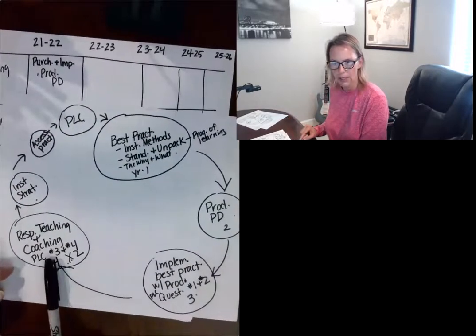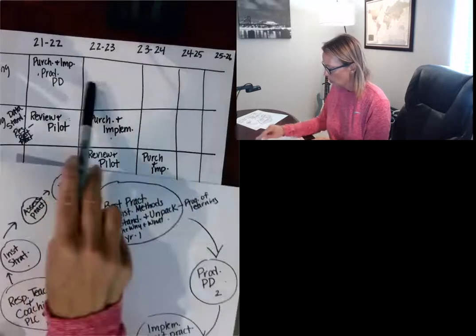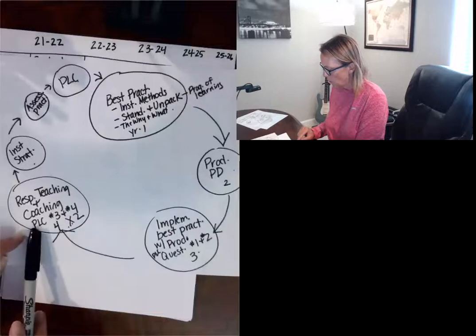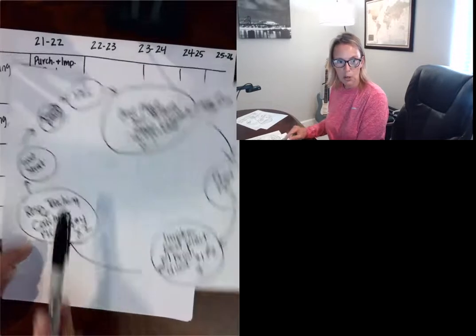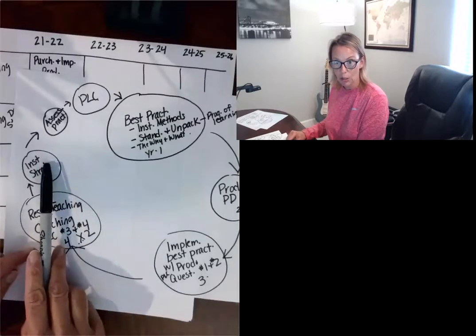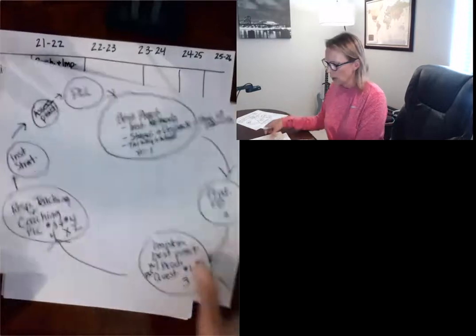Then we talked about responsive teaching and coaching being part of their curriculum cycle down the road, and we would focus on PLC questions 3 and 4. We would do this for 2 years. We know we need to do instructional strategies regularly, and how that looks in content areas, assessment practices, PLCs. You can move things around, but you get the gist of the idea.